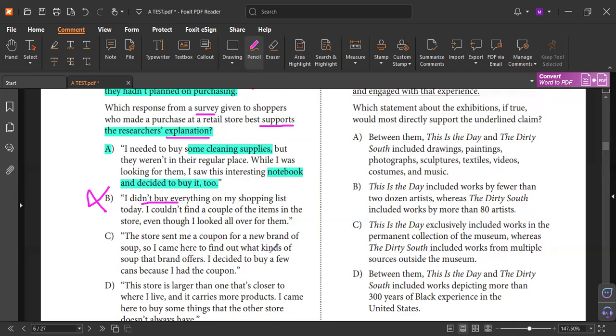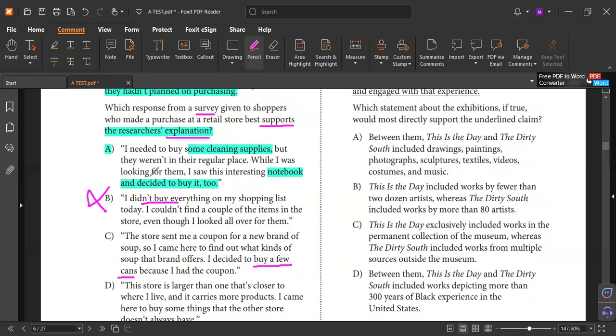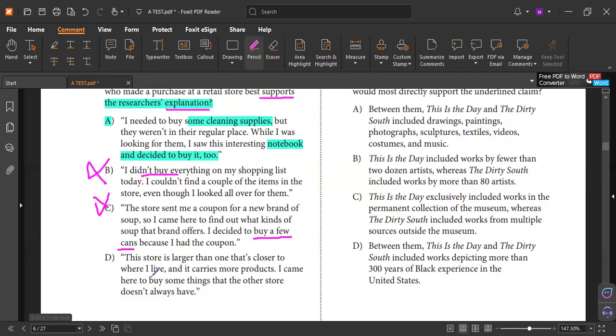So I came here to find out what kinds of soap that brand offers. I decided to buy a few cans because I had the coupon. So that is related. There's the plan to move other places and they expose them to more products. There's something else. Yes or no? So it is C, it is wrong. Now again, does this store is larger than one that's closer? Okay. It carries more products.